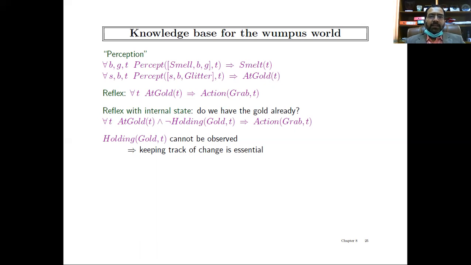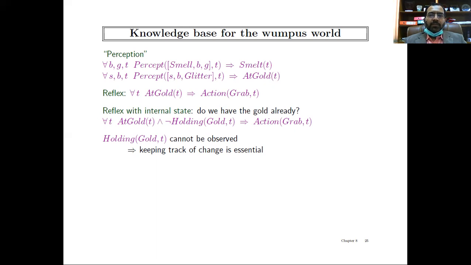So reflex with internal state. Do we have the gold already? Now, one question which comes to our mind is that we are at gold, but we are not holding the gold. Now let's suppose I want to represent this internal condition as well. Then I will say for all t, at gold t, and not holding t. That differentiates the two conditions. One is that you are at gold and you are holding it, so that's fine. If you are not holding it, then the action will be grab t.